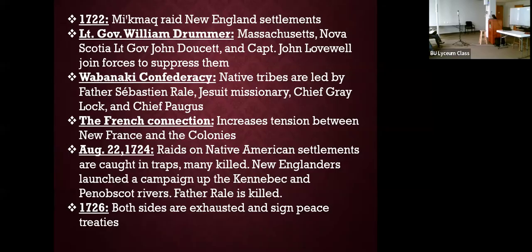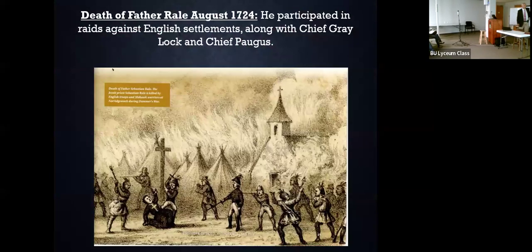As a result, there's a particular raid or series of raids. The reason that date is there is for the following. Many of the settlements that the colonists raided were actually ambushed as they approached those settlements. Many were killed. They finally created a large campaign up the Kennebec and Penobscot, and they found at one of the settlements, Father Rale was there, and they killed him. And in 1726, both sides had really had enough. This is a depiction of Father Rale.